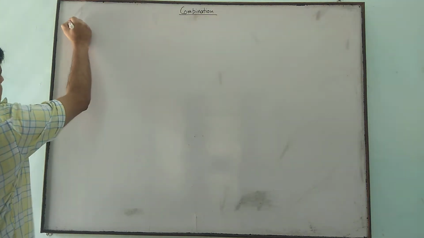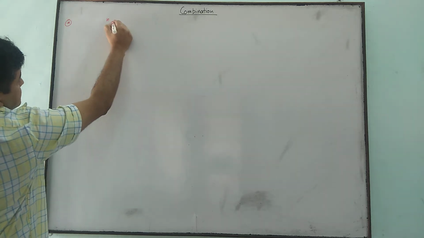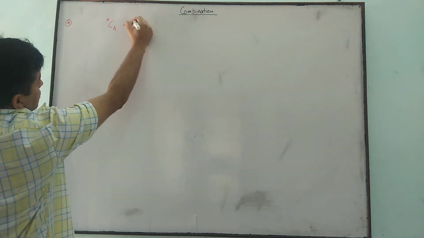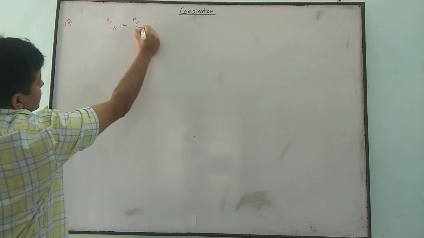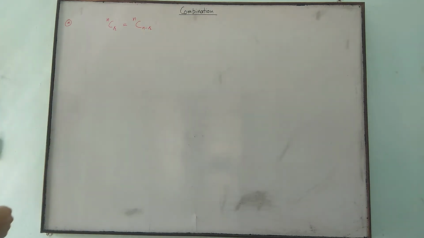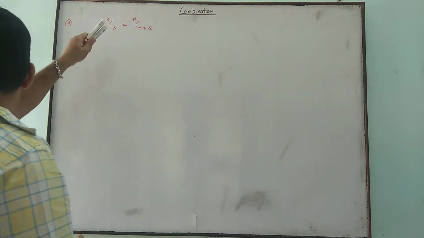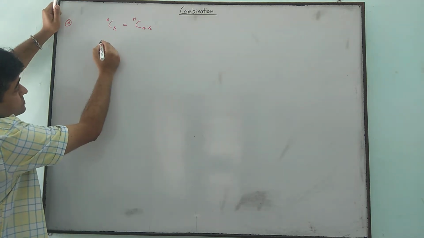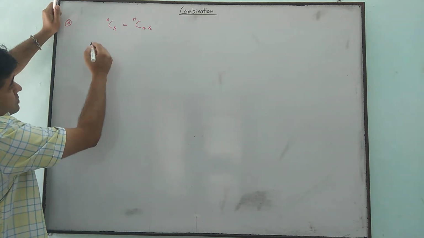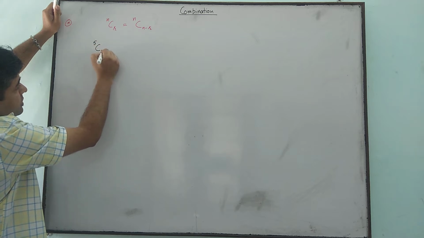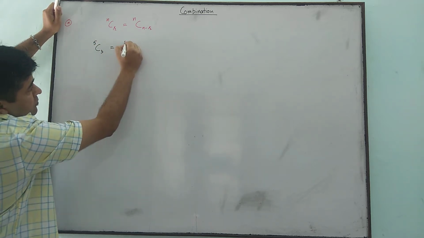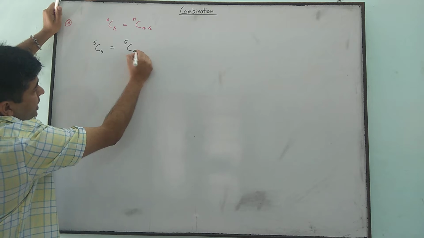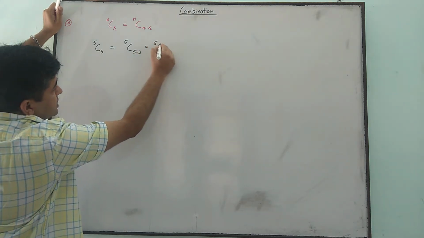Some properties in combination. Our first property is that nCr will always be equal to nC(n minus r). We are using these properties to reduce the questions, right? So nCr is nC(n minus r). That is, suppose we have 5C3, then that will be equal to 5C(5 minus 3), that is 5C2.